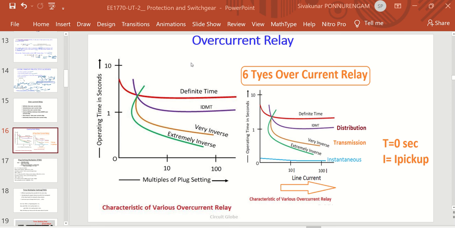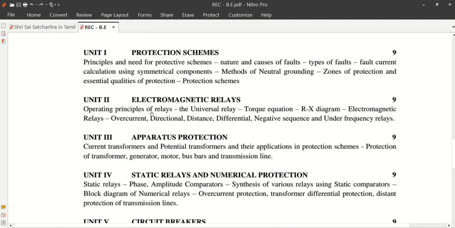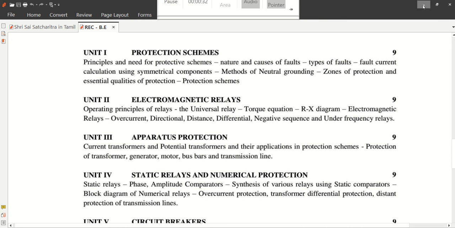Dear viewers, this video covers the overcurrent relay. As per the syllabus, we have already seen the universal torque equation, the RX diagram, and electromagnetic relay operation. Now we are going to see the overcurrent relay, its different types, and the directional overcurrent relay.